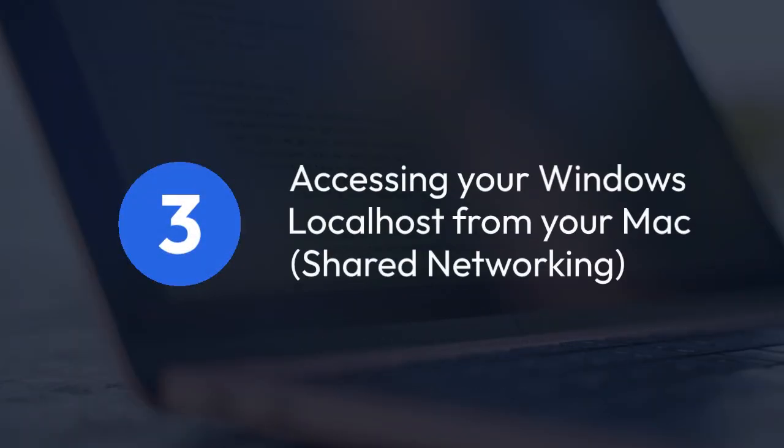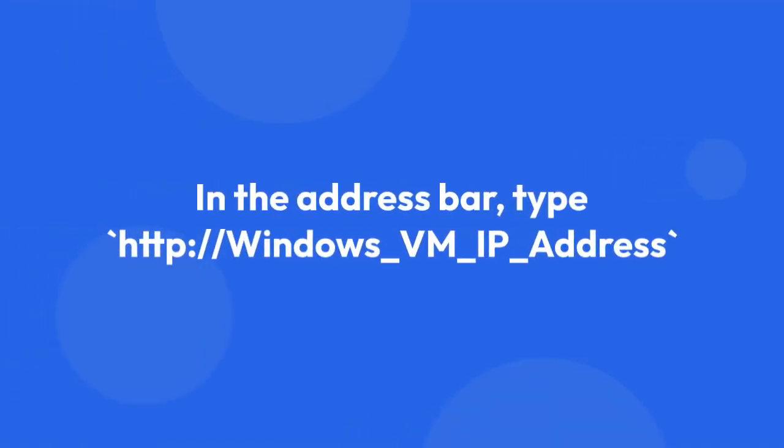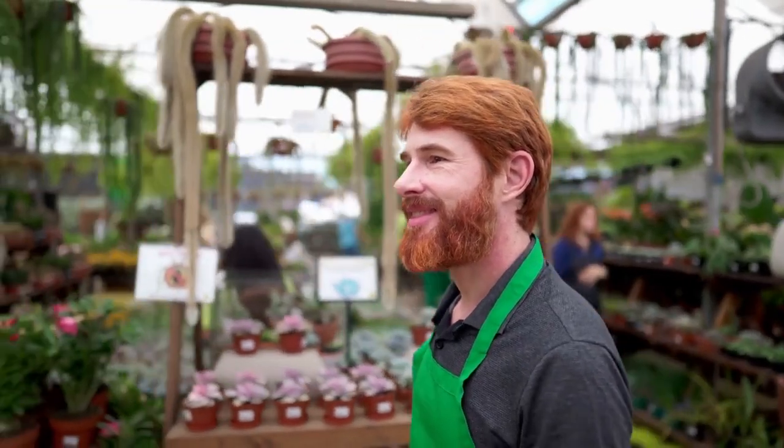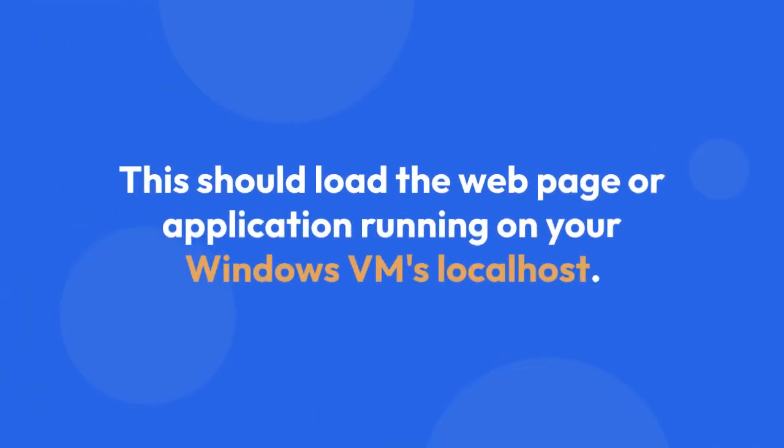Shared networking. Now open your web browser, Chrome, Safari, Firefox, etc. on your Mac. In the address bar, type http:// followed by the Windows VM IP address, replacing it with the actual IP address you found in step 2. For example, if your Windows VM's IP address is 10.211.55.2, you'd type http://10.211.55.2 into your browser's address bar and press enter. This should load the web page or application running on your Windows VM's localhost.